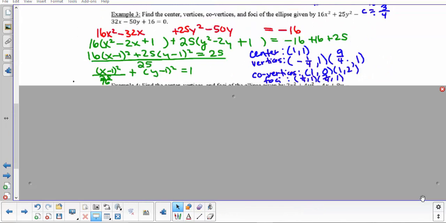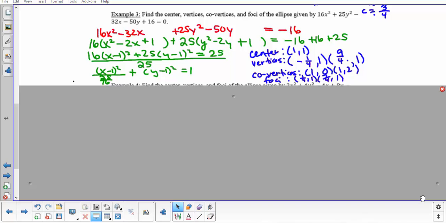For example 3, we're asked to find the center, vertices, covertices, and foci of the ellipse given by 16x squared plus 25y squared minus 32x minus 50y plus 16 equals 0. So this is not in standard form, even close to it. The last one we had to divide to put it in standard form. This time we actually have to complete the square.